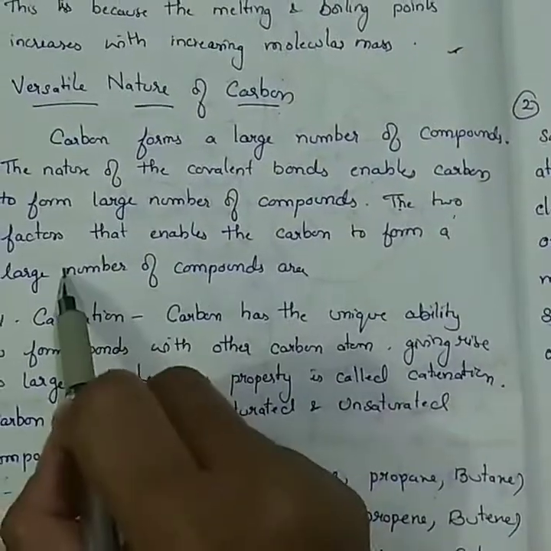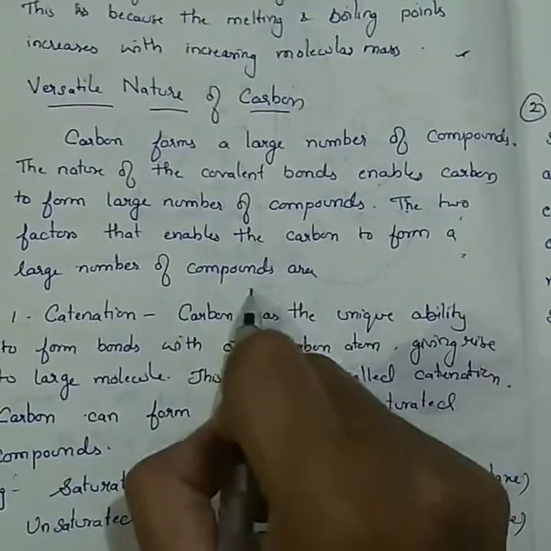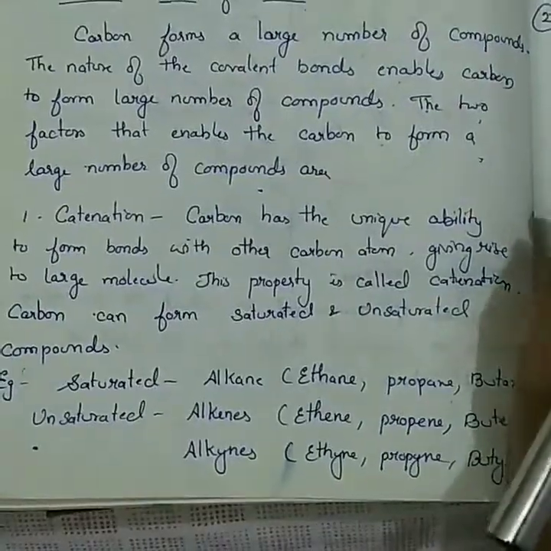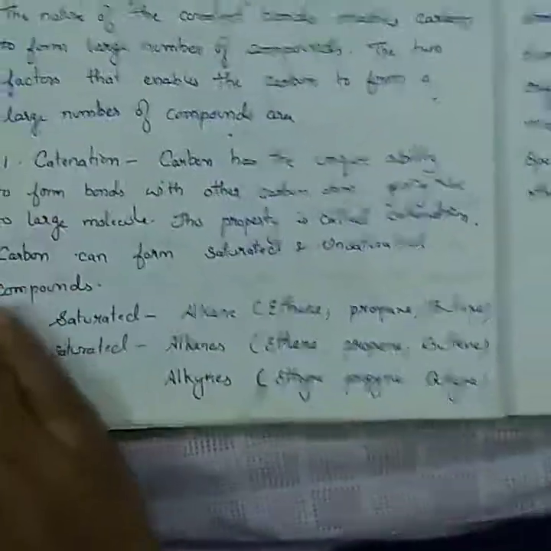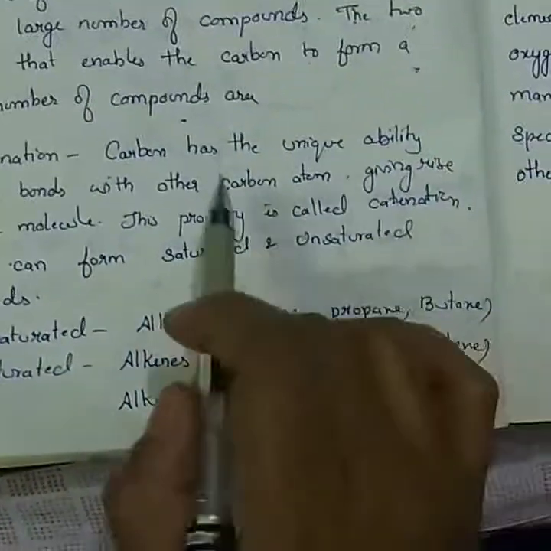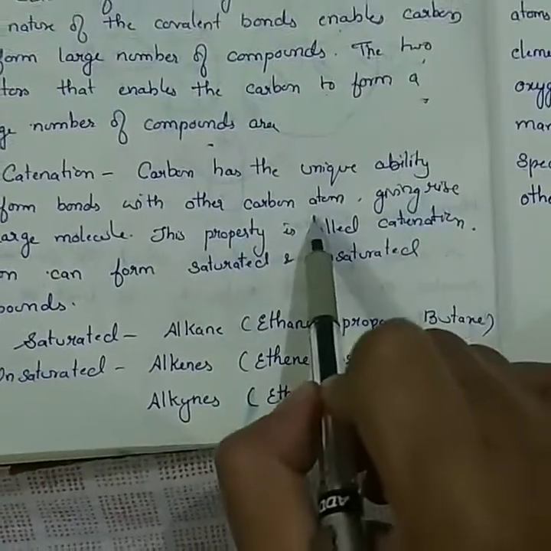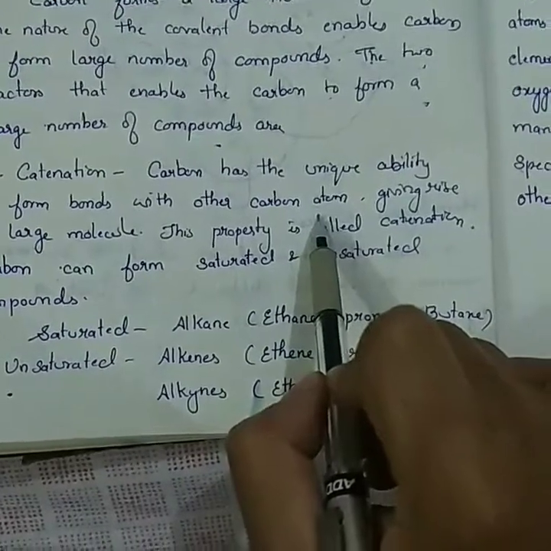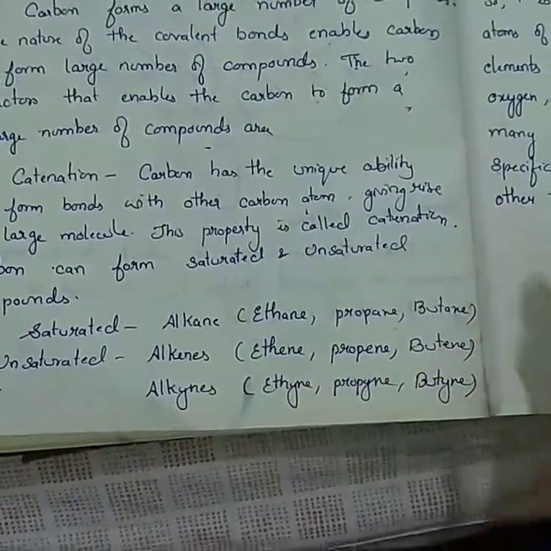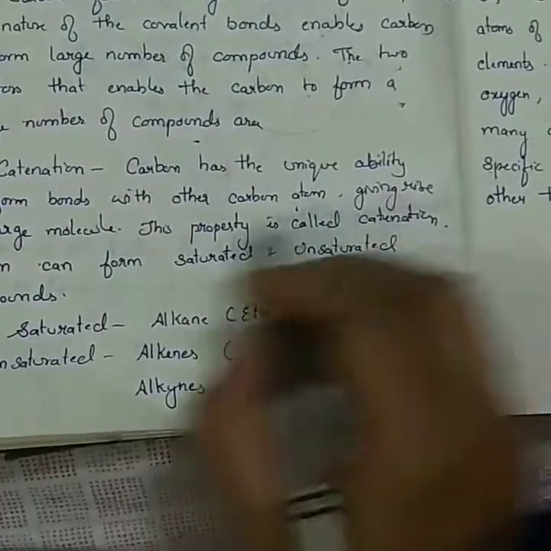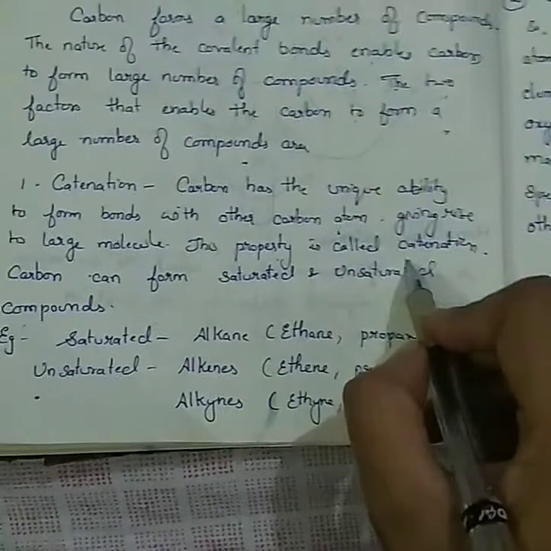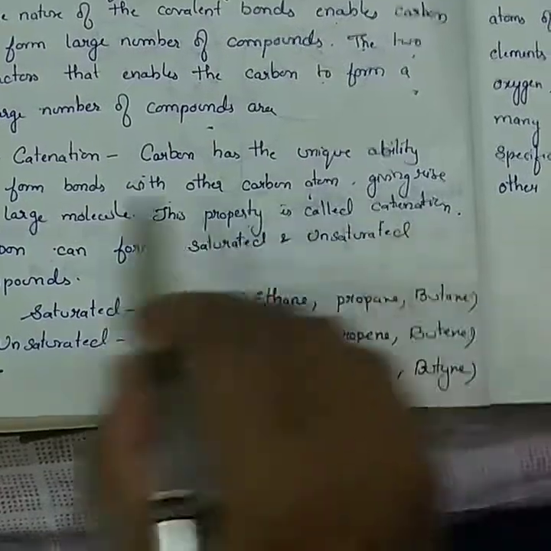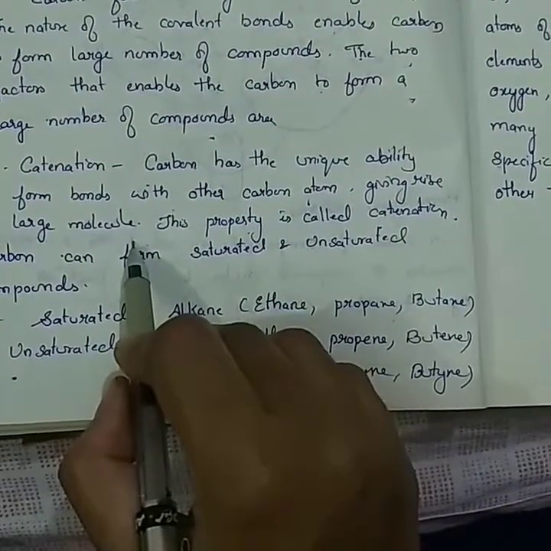The 2 main factors which enable the carbon to form a large number of compounds are catenation and tetravalency. Now what is catenation? The carbon has a unique ability to form bonds with other carbon. We have done this. The carbon forms bonds with other carbon in the form of alkanes, alkenes, and alkynes, giving rise to a large molecule. This property is called catenation. Catenation means the unique ability to form bonds with other carbon which gives rise to a large molecule.